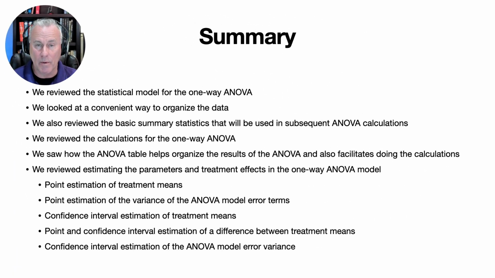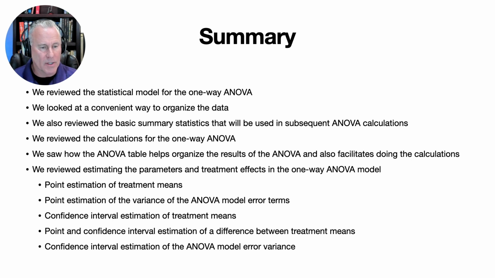So let's summarize what we've done. We reviewed the statistical model for the one-way ANOVA. We looked at a convenient way to organize the data, and we also reviewed the basic summary statistics that will be used in subsequent ANOVA calculations. We reviewed the calculations for the one-way ANOVA, and we saw how the ANOVA table helps organize the results of the ANOVA, but it also facilitates doing the calculations. And finally, we reviewed estimating the parameters and treatment effects in the one-way ANOVA model.